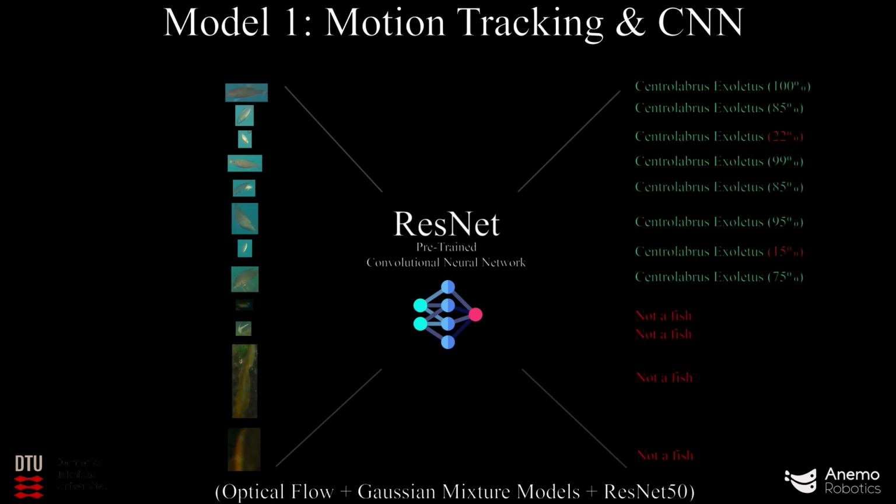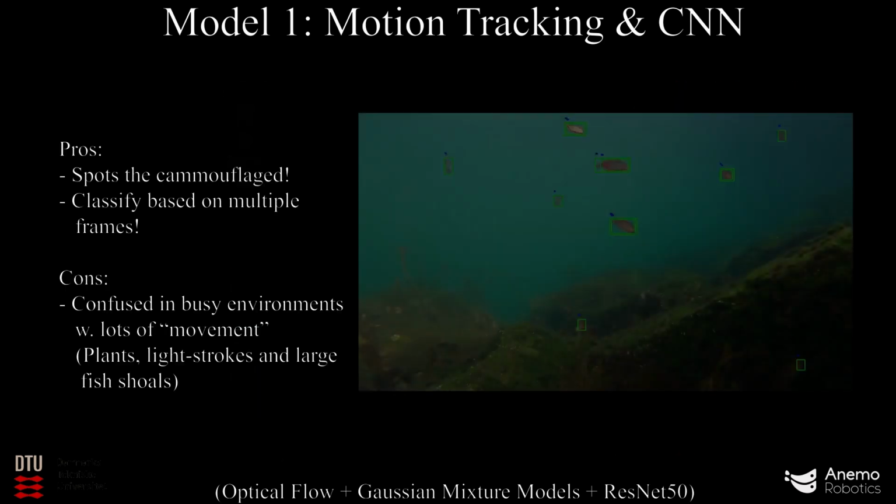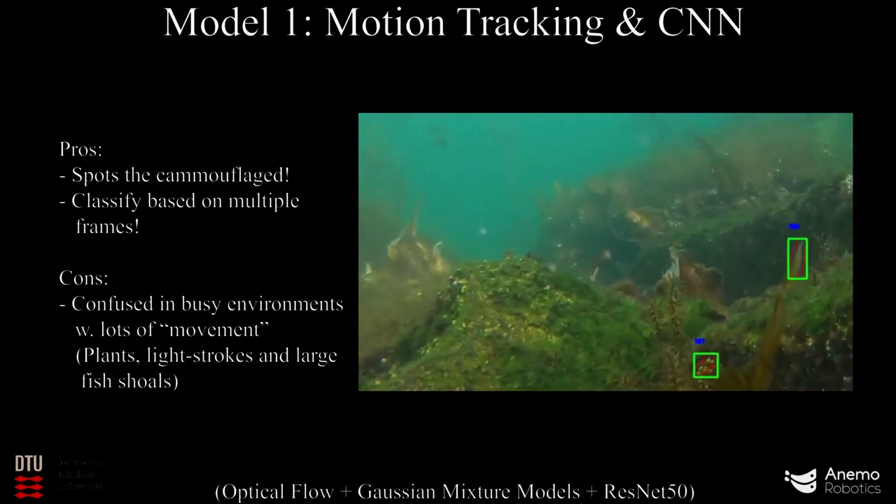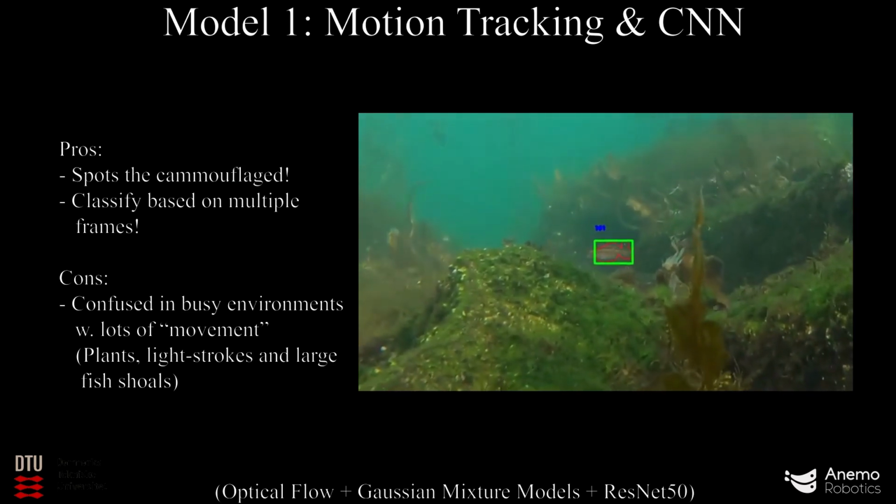Benefits of this model are that it's able to spot fish even though they're very camouflaged in the environment, but the model also suffers from being easily confused if there's a lot of movement from, for example, plants or very sharp light rays.